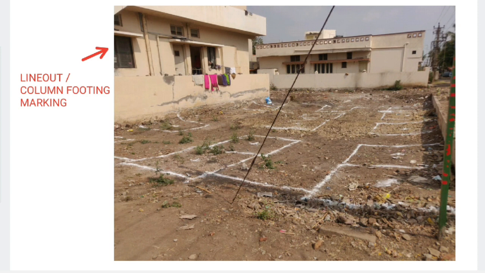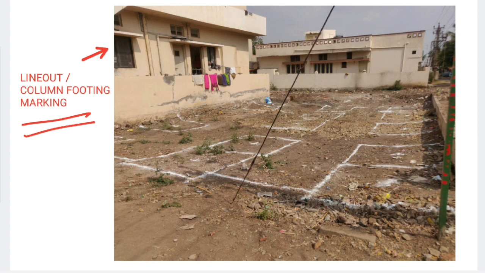Once the center line drawing is completed, we'll go for the layout, or line out, or column footing marking at the site. Here you can see in the figure, we have already completed the line out, the column footing marking, at the site. Regarding this, I have made a video on how to do the column footing drawing also. You can find it in the building construction playlist, or I'll give you the link in the description box, please go through that.